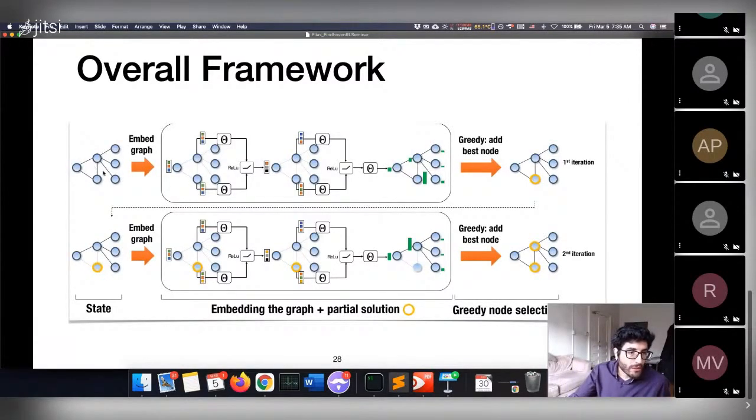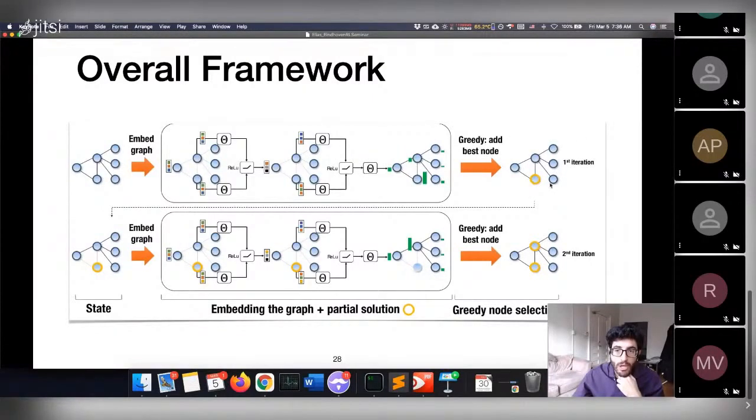A graph comes in for some combinatorial problem. This big rectangular box is essentially the graph neural network embedding, which is trying to combine these vectors of the different nodes, and it turns them into scores, these green bars, and then a greedy policy will add the node with the highest score. In this case, it's this node, and that's our first iteration.